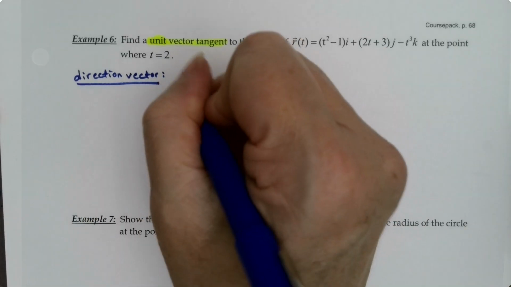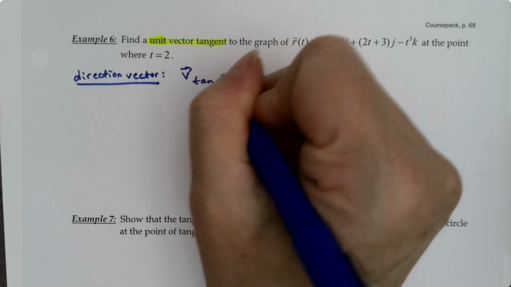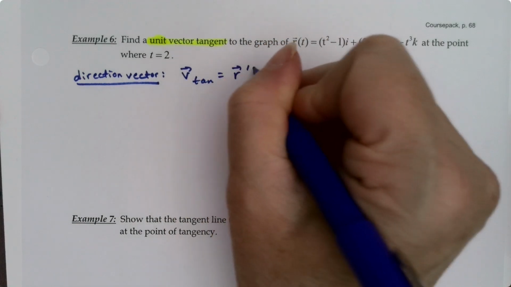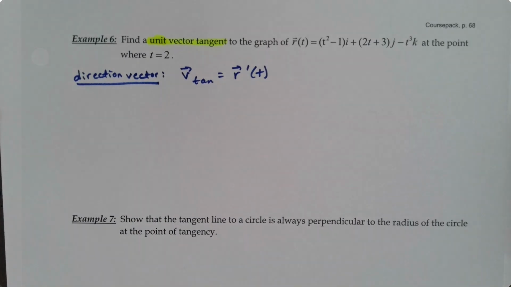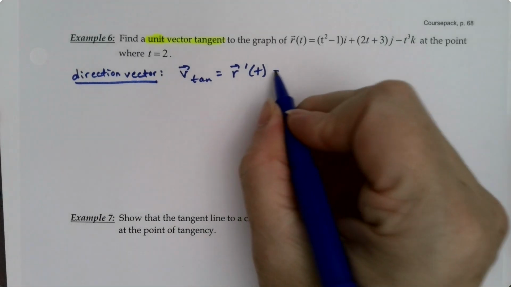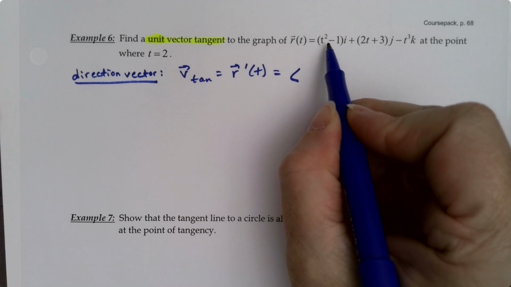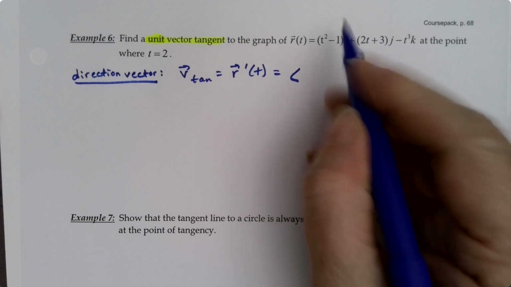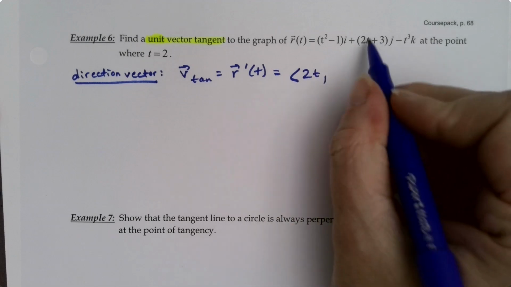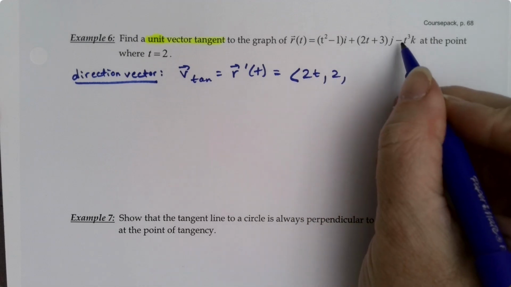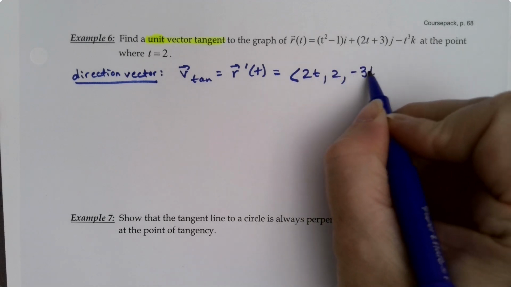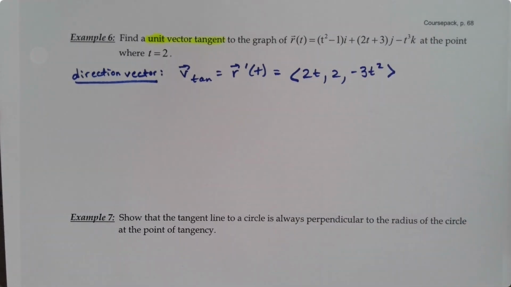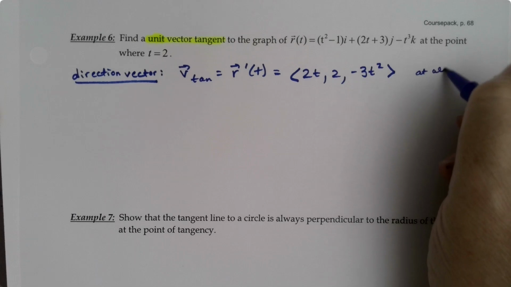So the v for the tangent vector is equal to r prime of t. This would be at any t value. So I'm just going to take the derivative of these pieces. The derivative of t squared minus 1 is 2t, and then 2. And then bring the power down, negative 3t squared. We love that power rule. So this is at all t.